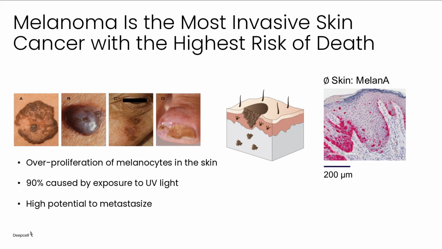On the right, you actually see a skin section from a melanoma patient that is labeled with melanA. That is a typical marker for melanoma. You see these labeled cells here in red, that they're highly proliferative. And you can also appreciate here that this is probably a region where cells start to invade into the dermis, basically here crossing the basement membrane.